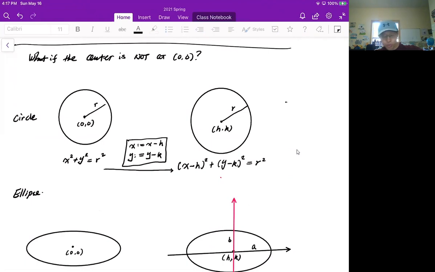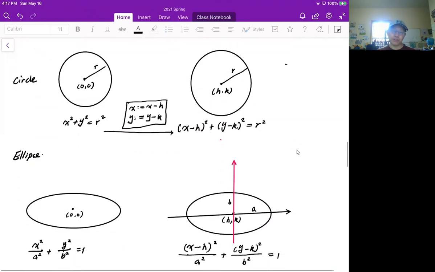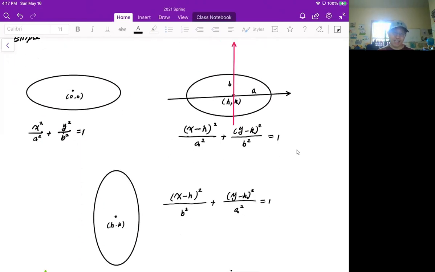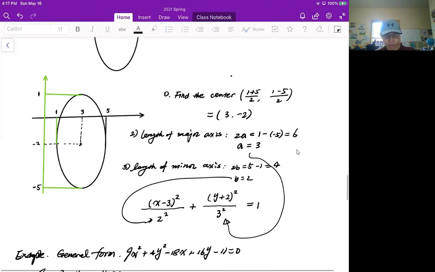And now the next question is: what happens if the center of the ellipse is not at the origin? This is similar to the circle here. If I have a circle at the origin, I get x squared plus y squared equals r squared. But if I move the circle center to (h, k), then for the x value, I have to use x minus h, and for the y value, I have to use y minus k. It's the same thing for the ellipse. That's the original equation, that's the new equation. So it's just x minus something. All right, so you got that.